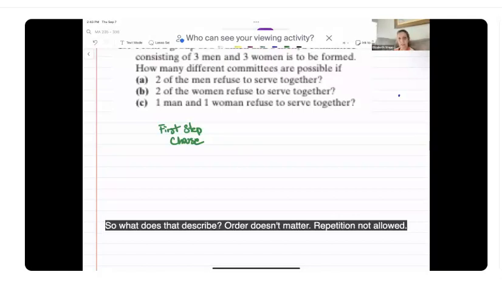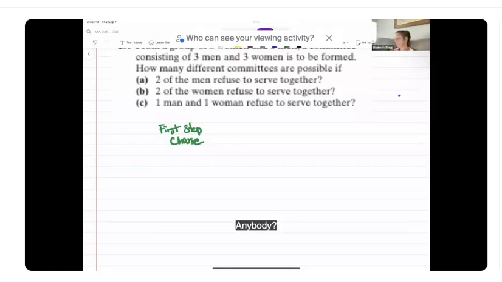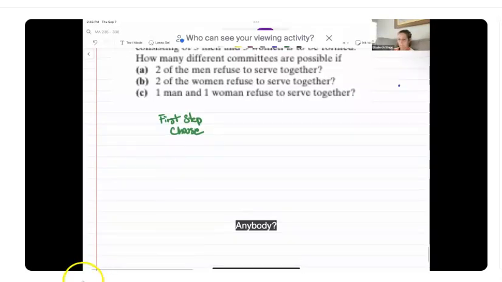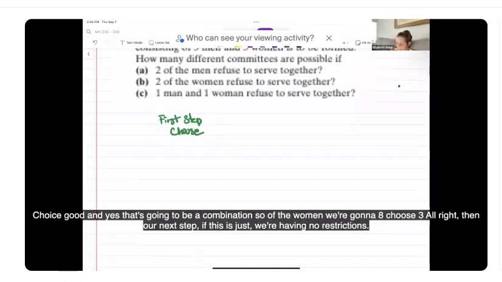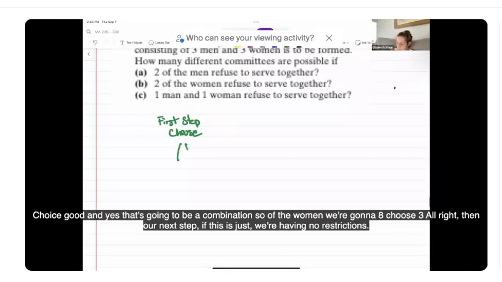So what does that describe? Order doesn't matter, repetition not allowed. Anybody? Choice, good. And yes, that's going to be a combination. So of the women, we're going to choose 3.